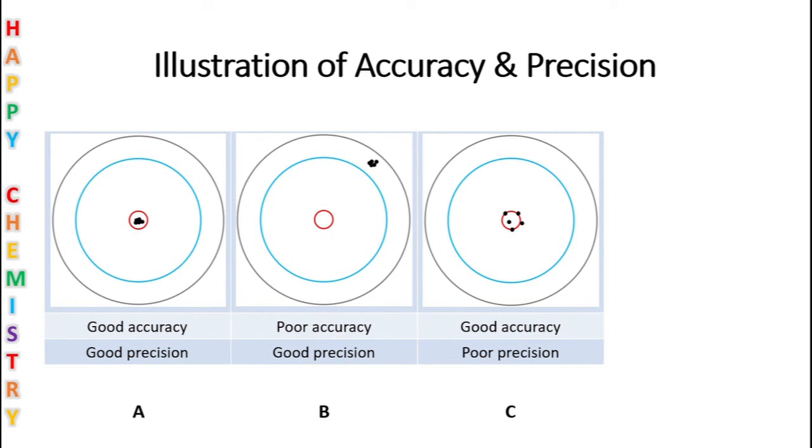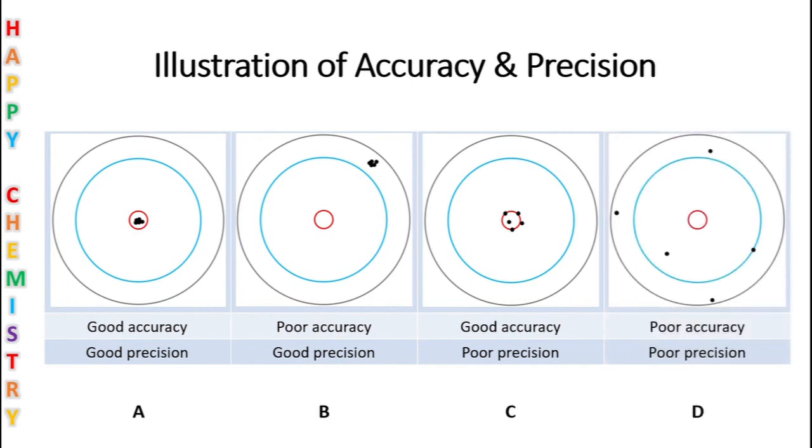Dashboard D has all the dots all over the place. They are randomly spread. That means they are not close to the true value, or close enough to each other. This dashboard is an example of poor accuracy and poor precision.